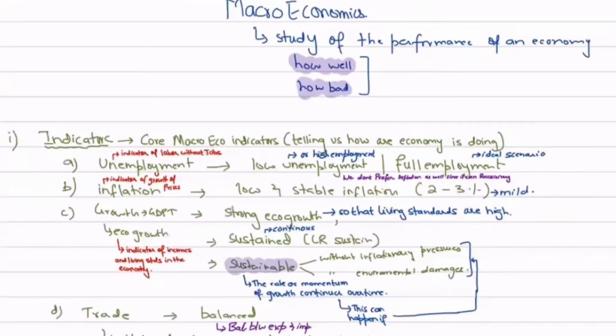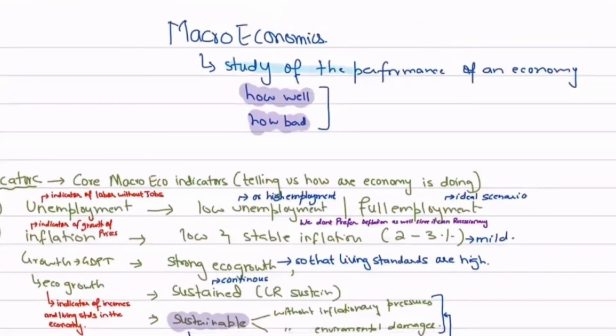So what is macroeconomics? Macroeconomics is basically the study of the performance of an economy. Economic performance को हम measure करते हैं. अगर हमें economic performance देखनी होती है किसी भी country की, तो हम macroeconomics, मैक्रो इकोनॉमी एक स्टडी है, एक ऐसी ब्रांच है इकोनॉमिक्स की जो आपकी इकोनॉमी की परफॉर्मेंस को इंडिकेट करती है कि हाउ वेल द इकोनॉमी इज गोइंग, हाउ बैड द इकोनॉमी इज गोइंग.